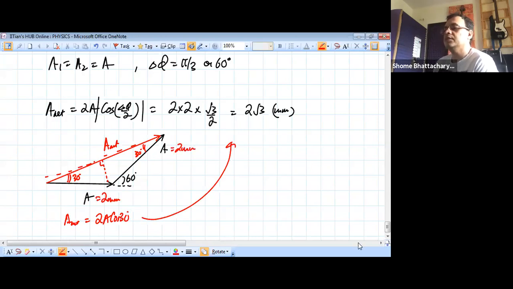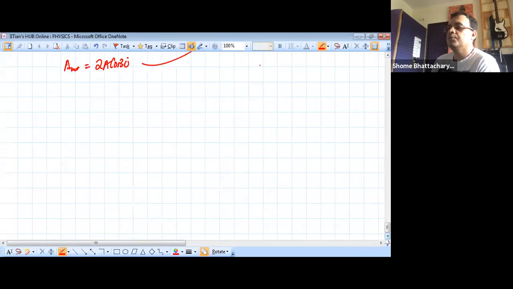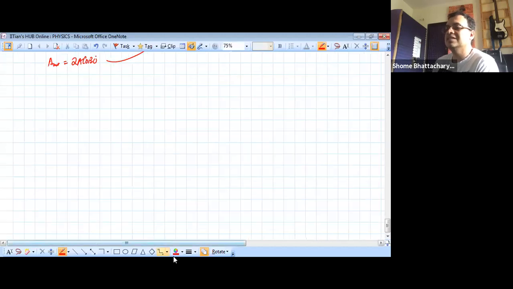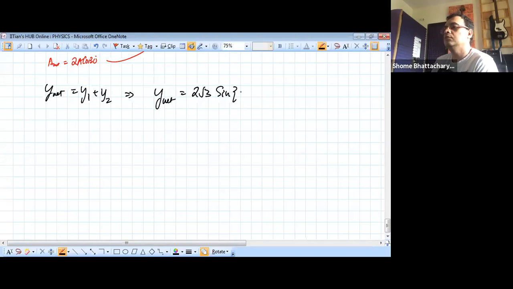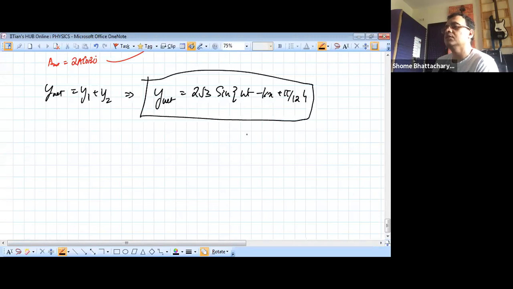So that's as simple as that. Okay. Now, that's the first part done, the net amplitude. Now you can also see that your resultant wave equation, which you're getting by the superposition of these two, will become this thing. It will become 2 root 3 sine (omega t minus kx plus pi by 12). Actually, that phase constant is not important over here, but this is the wave equation.